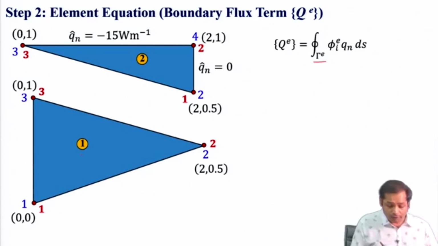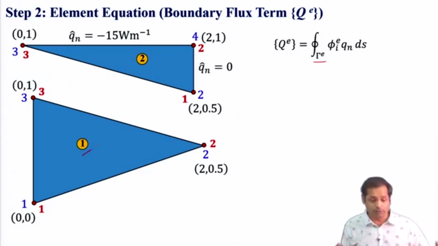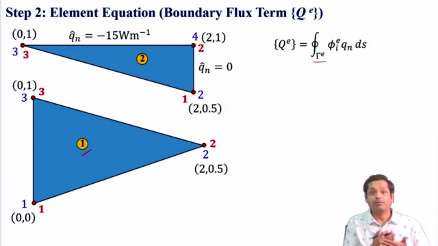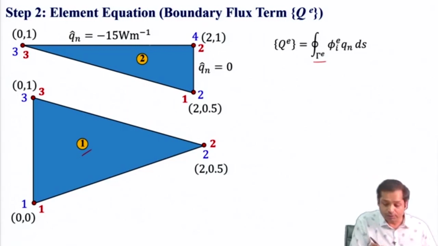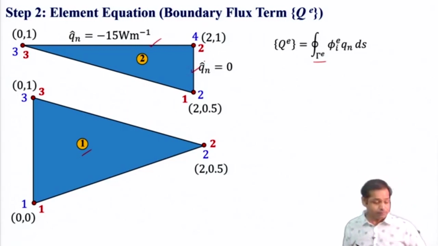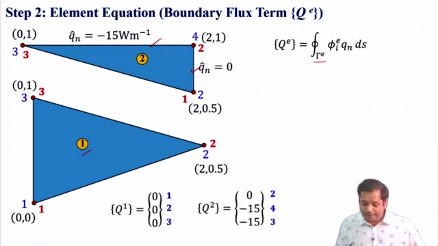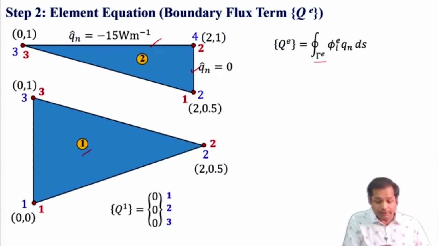So for element number 1, we don't have to do anything, because for element number 1 there is no boundary; none of the sides of element number 1 coincide with the natural boundary. Now, the natural boundary in this problem is this one and this one, right? So Q1 gives you this, but how do we calculate for this?